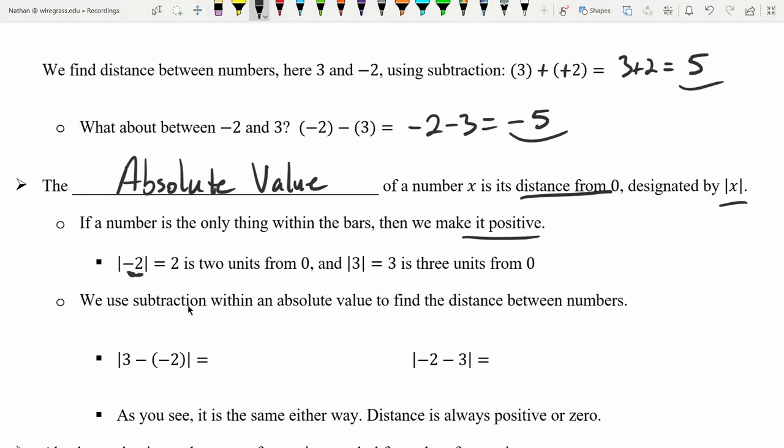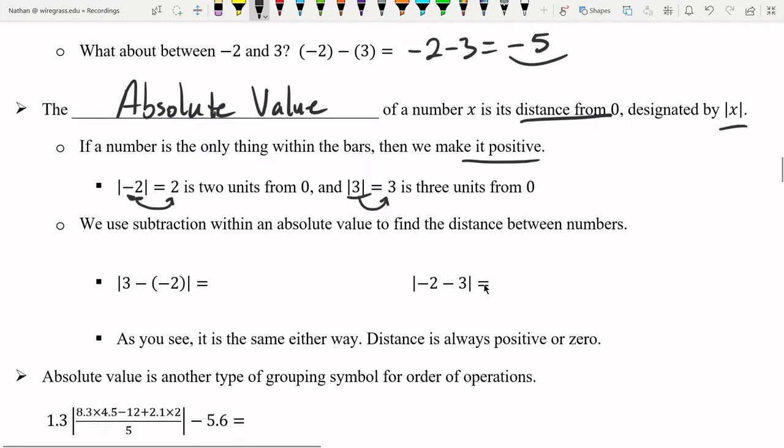-2 is 2 units. If you look at a real number line, it's 2 units away from 0. Therefore, the absolute value of -2 is 2. Likewise, the absolute value of 3 is 3, since it's 3 units away from 0.